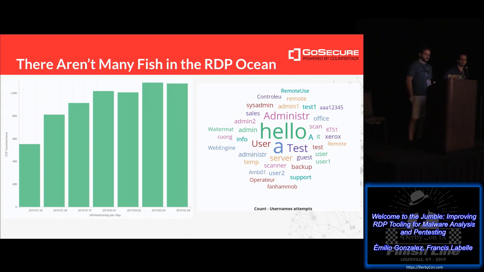We had some credential brute force. You can see some of the usernames that have been tried. Obviously, administrator, admin, admin2, stuff like that. You can see the most popular one is hello. Hello is simply a lovely name for a service scanner, just to see if we're actually an RDP server.